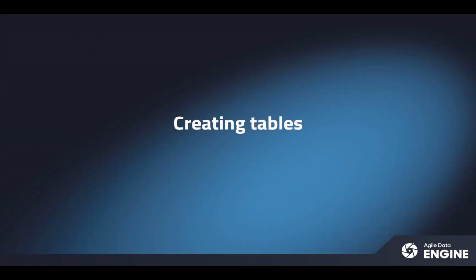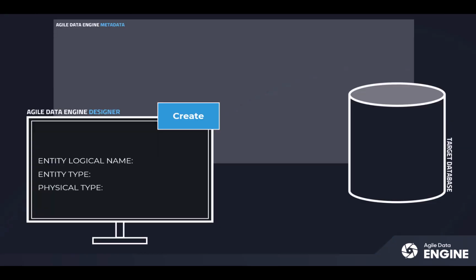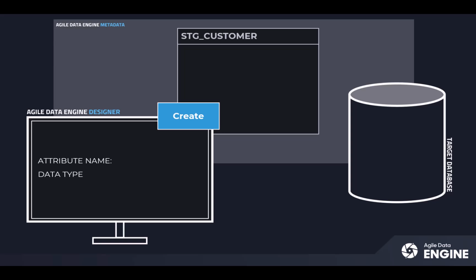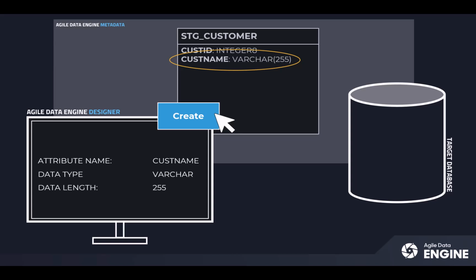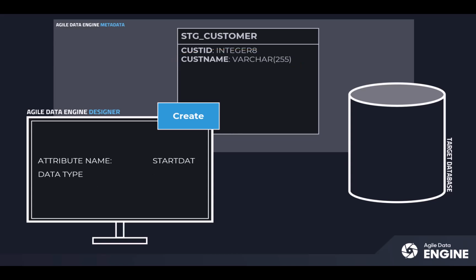First, we will create two tables. When you create an entity in ADE, it is saved as metadata, but the table is not created in the target database immediately. When you add an attribute to a table, it's also saved as metadata. It's important to note that ADE stores the metadata, such as the table's name and its attributes' names and data types, but it does not store SQL statements like create table or alter table. This approach enables ADE to deploy entities across multiple target databases in a platform-independent way.